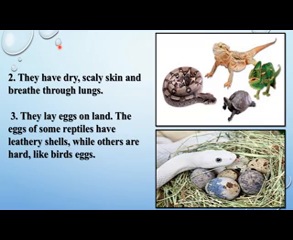Now let's see the characteristics of reptiles. They have dry skin, which means their skin is dry. They have scales on their skin, and they breathe with the help of their lungs. They lay eggs on land. The eggs of some reptiles have leathery shells, while others are hard like the birds'. So both types of eggs are laid by reptiles. Some reptiles lay leathery-shelled eggs, and some lay eggs that are hard like bird eggs. And they have dry and scaly skin, and they breathe with the help of their lungs.